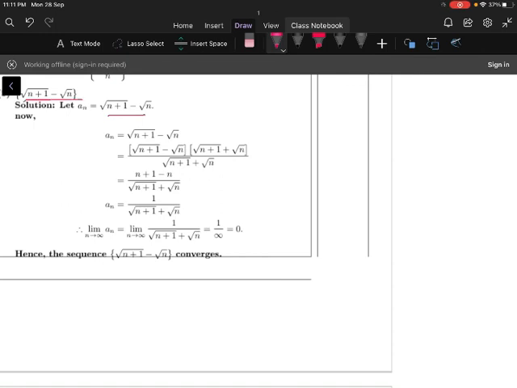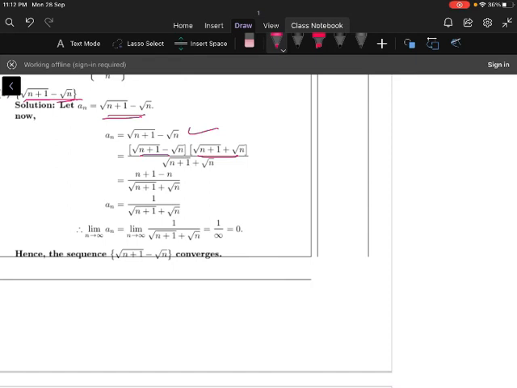So now let us move to the next problem. The sequence square root of (n+1) minus square root of n. Let us define the nth term. Rationalize the nth term here. So multiply and divide by square root of (n+1) plus square root of n. Using (a-b)(a+b) equals a² minus b², we get (square root of (n+1))² which is n+1, minus (square root of n)², which is n.